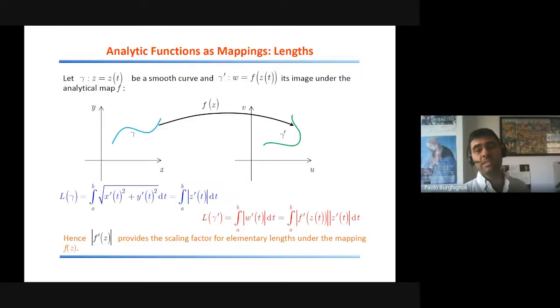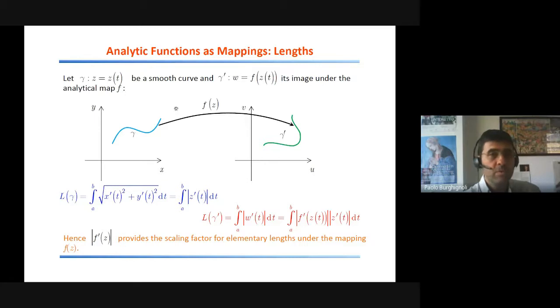Now, having said this, we can examine the behavior of an analytic function as a mapping. In particular, you can consider the analytic function f as a mapping between a complex plane with real and imaginary parts x and y to another complex plane with real and imaginary parts u and v. For example, you can consider an arbitrary smooth curve, gamma, drawn in the first complex plane, so the plane of the z variable, and you can ask what is the image of this curve in the second complex plane. Let's call this image gamma prime.